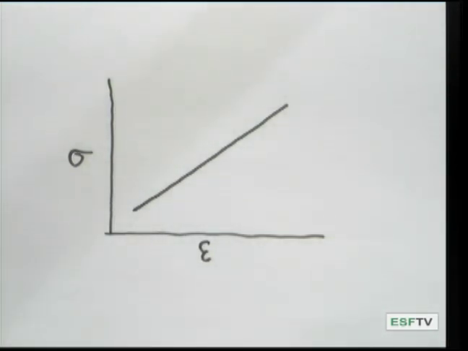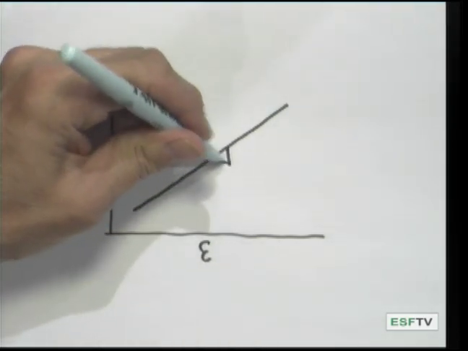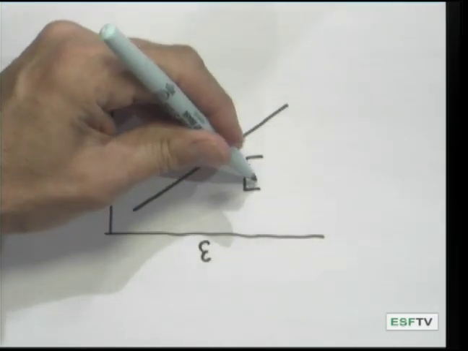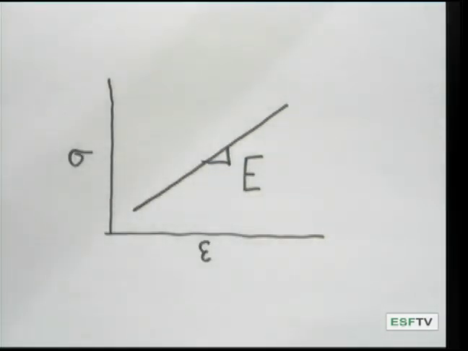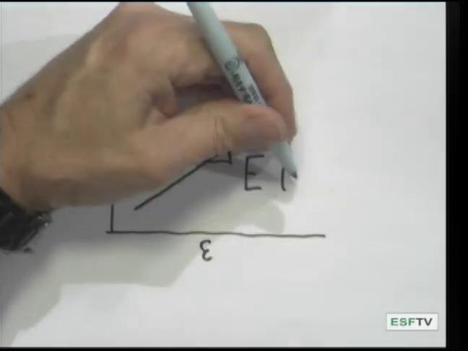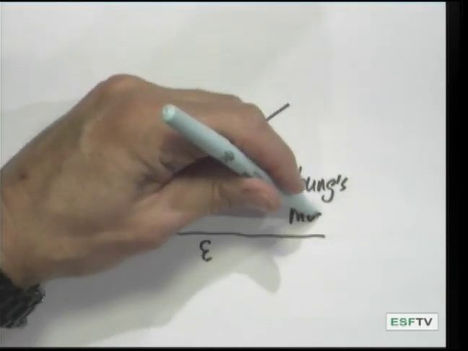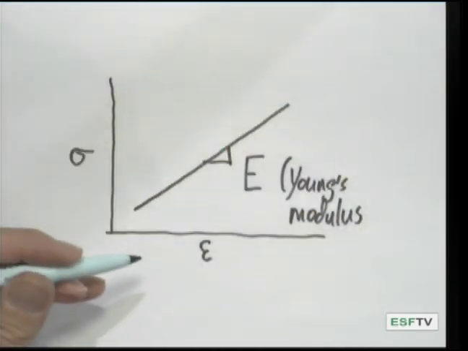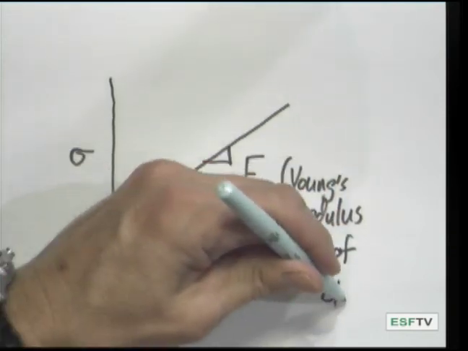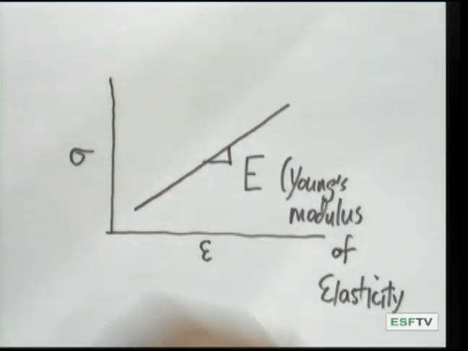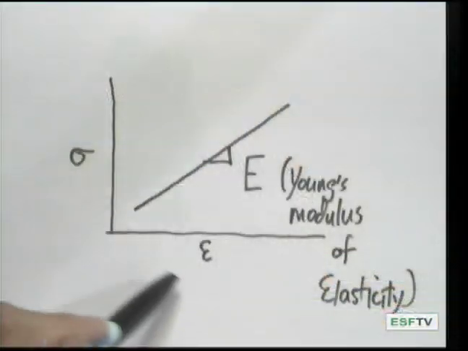And that linear relationship is embodied in a number that is calculated from the slope of that line. And this is symbolized with an uppercase Roman E. And this quantity right here is known as Young's modulus of elasticity. And Young's modulus of elasticity is the quantity that gives you the relationship between stress and strain in any kind of an object.